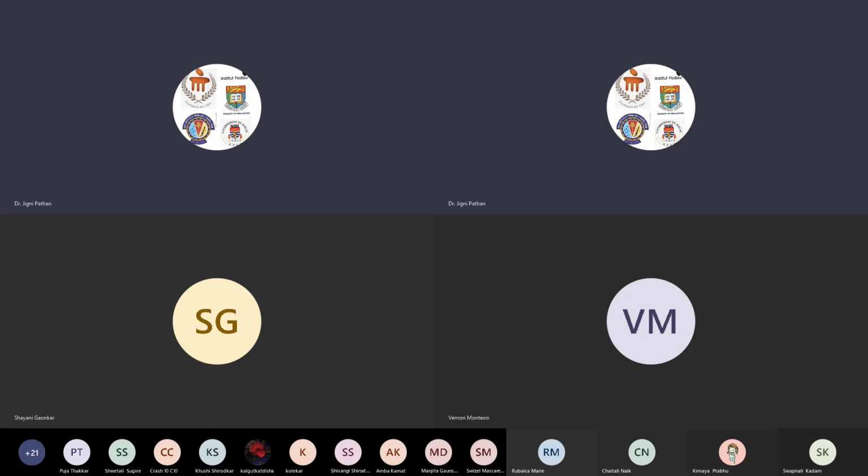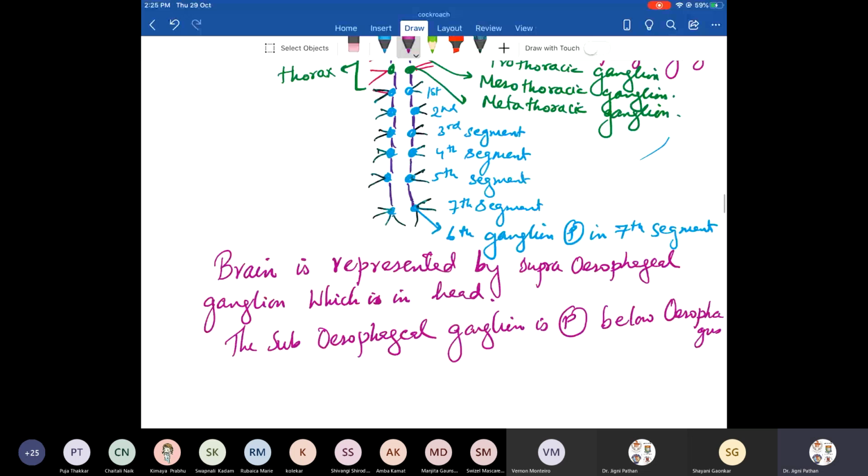Okay, so the subesophageal ganglion is present below the esophagus. So it is called sub. Supra is above the esophagus. That acts like a brain. Then there's a ventral double nerve cord. This, what you see, is ventral.